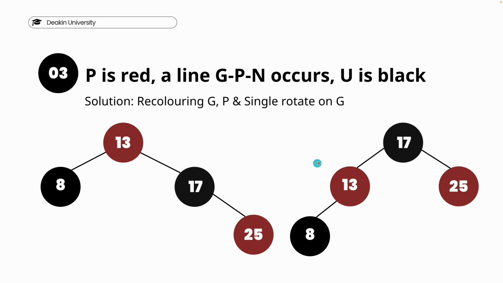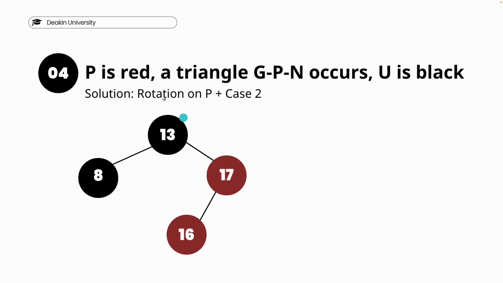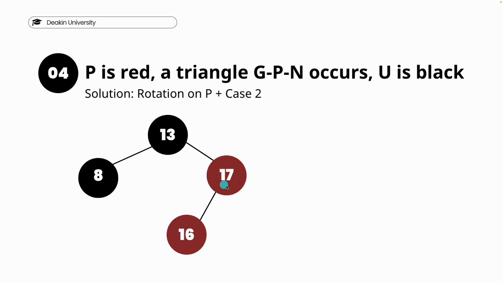So we move to the final scenario. Let me show you the example. We have P is red, and we insert 16 into the red black tree, and the parent 17 is red, and there is a triangle from the grandparent, parent, and the new node, and also the uncle is black. So what we should do here is the rotation on the parent 17. After we do the rotation on the parent, we get a graph like that.